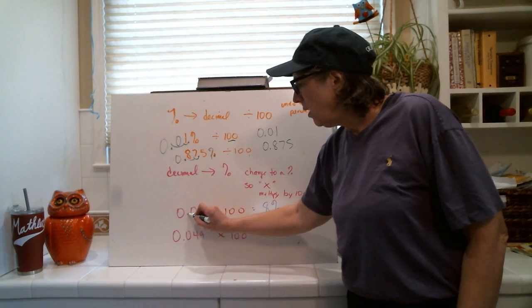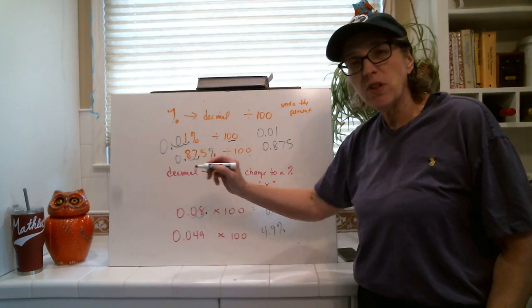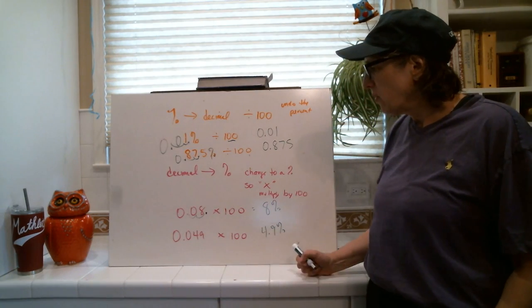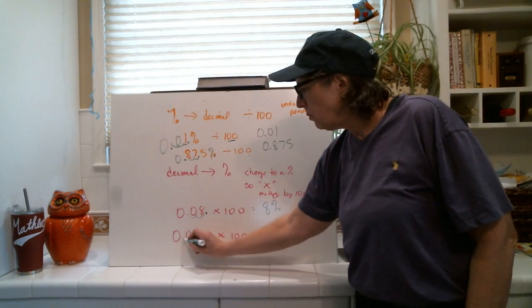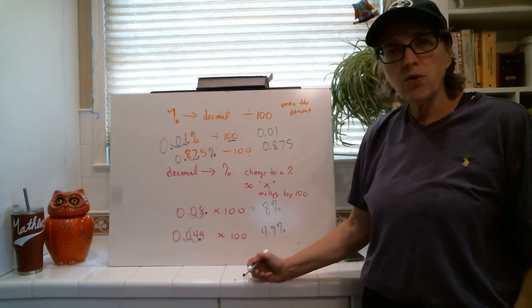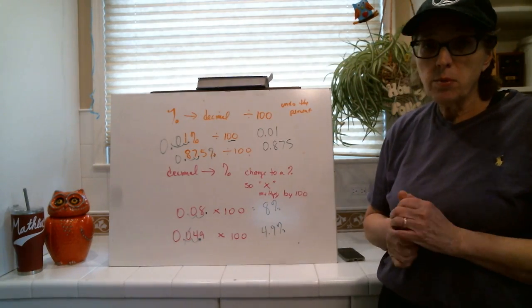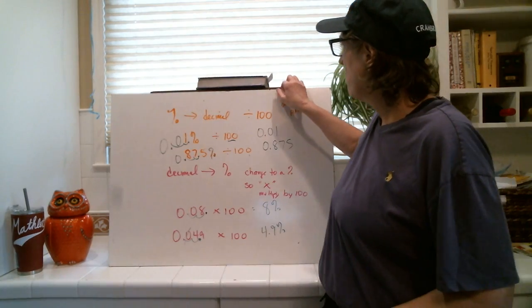If I multiply by 100, I move it over 2, the decimal goes here, we drop the zeros in front of it, it becomes 8%. If I multiply by 100 here, the decimal goes here, the 0 drops, and you get 4.9%. You just have to remember to put the percent there.